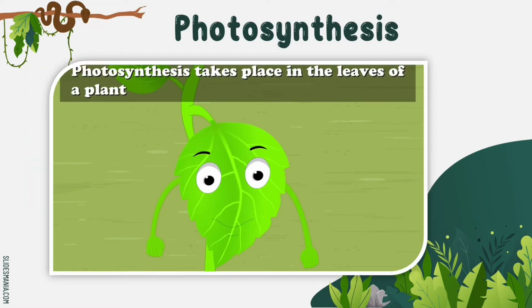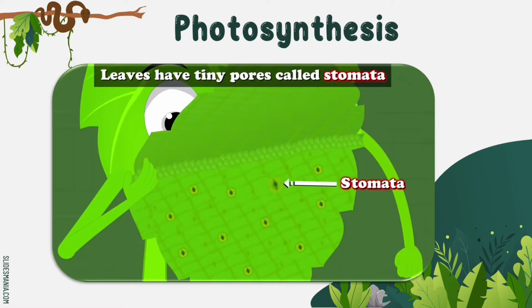Now, the leaf is like the kitchen because photosynthesis takes place in the leaves of the plant. So, the food is made inside the leaves. Now, actually, we cannot open the leaves like this, but inside the leaves they have tiny pores and they are called stomata. We learned last year, when we learned the lesson of respiration in grade 4, how plants breathe. They have tiny pores and they breathe through them. So these pores are called stomata.